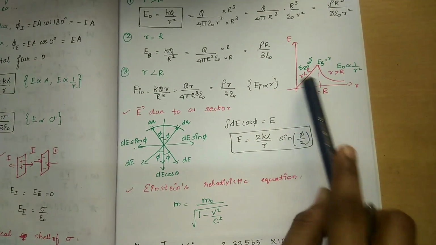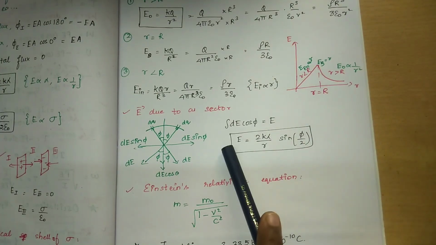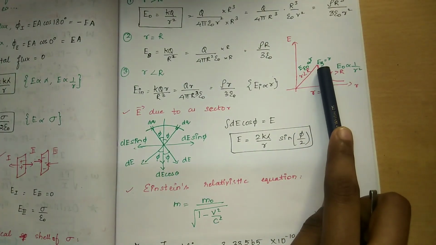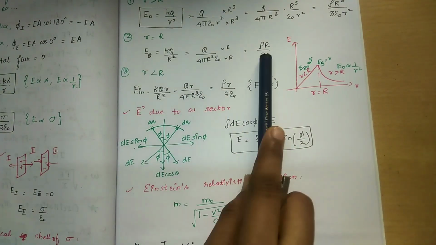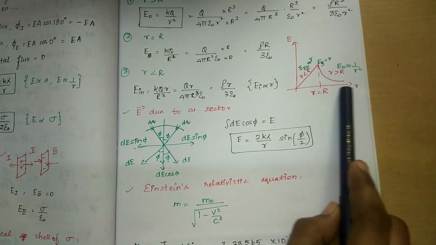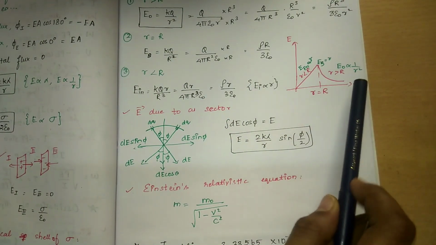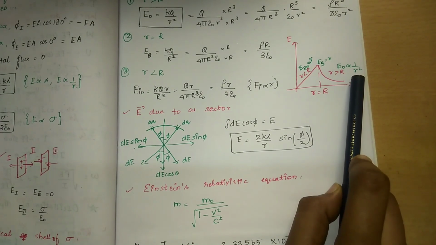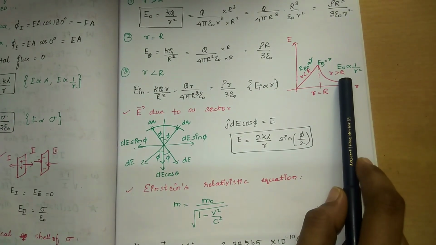So for the graph, for r less than R it is directly proportional to r, then it reaches the maximum at r equal to R, the radius of the sphere. After that, outside, it is inversely proportional to r square, so we have a rectangular hyperbola.